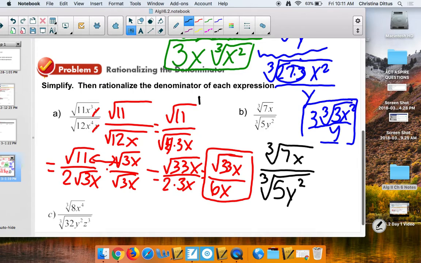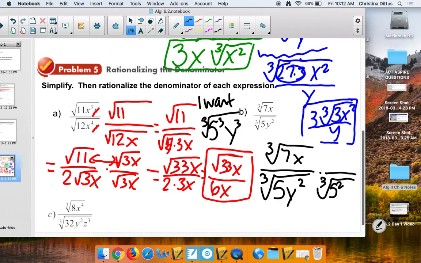On my bottom, I want 5 to the third power, so that I can take a 5 out. And I want y to the third power, so I can take a y out. True or false? True. And so what I'm going to multiply by, I don't want to multiply by all this, because I have some of it. How much more 5 do I need? 5 squared, in order to make 5 to the third, right?